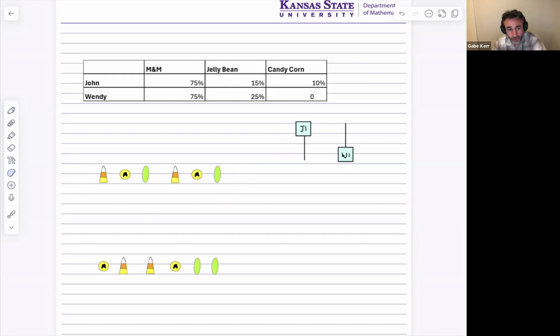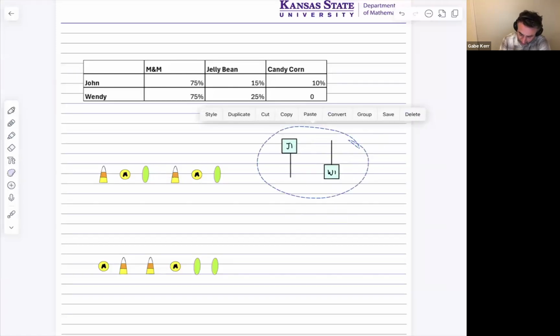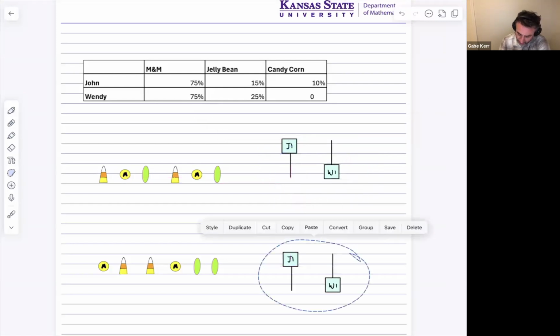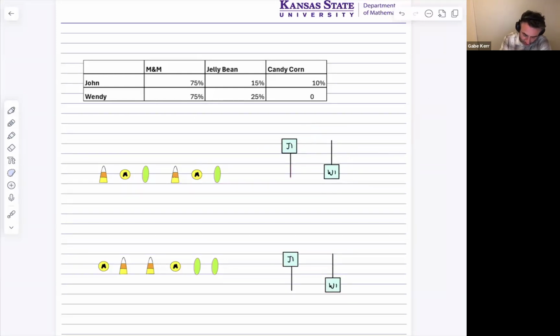But they both have their value judgments. They both have their value systems for the assets. And what I want to point out about this is that we could take the same candy and split it up first, like we do here, and then how would they place their markers?